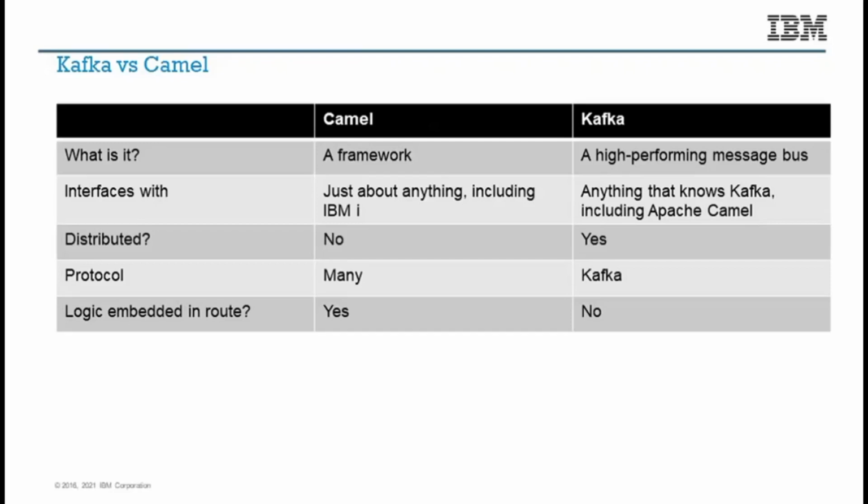Some people get confused sometimes when I say, okay, here's Apache Kafka. It's this message-oriented middleware. It sends messages from one place to another. Then I say, hey, here's Camel. It's this message-oriented middleware. It sends messages from one place to another. And so sometimes people say, well, wait, what's the difference here?